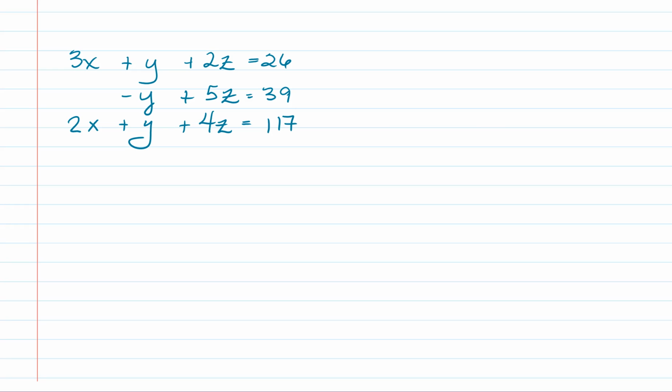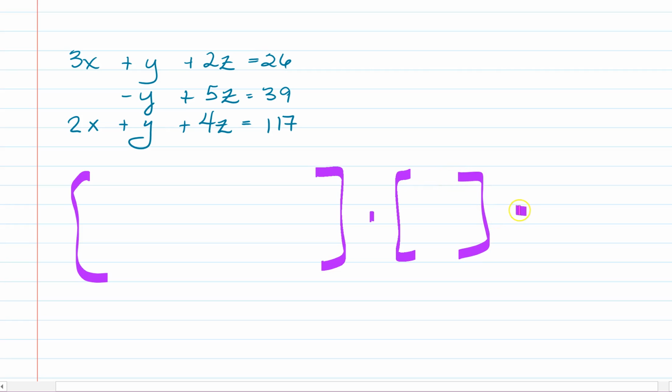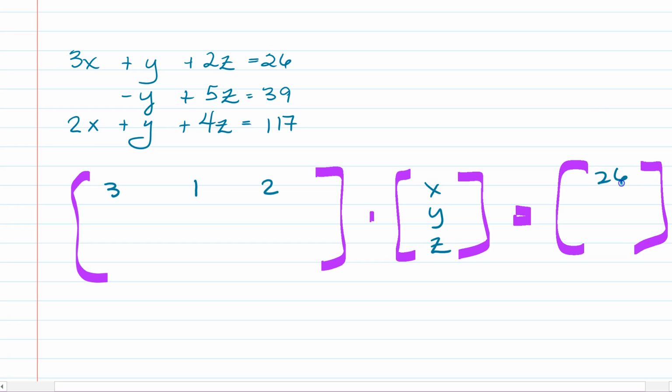Let me do another one for you. And let's take this one. So it would look like this: 3, 1, 2. I'm going to go ahead and do my x, y, z. That's the way it's going to look. They're going to be 26. Then 0x, negative 1y, positive 5z is 39. And then 2, 1, 4 is 117. So at this point, we're just setting those up. We're not solving them.